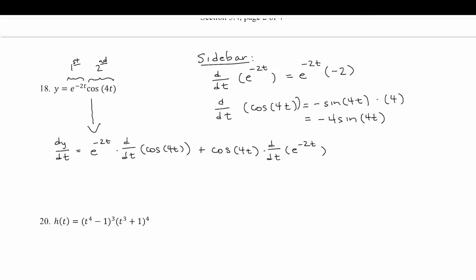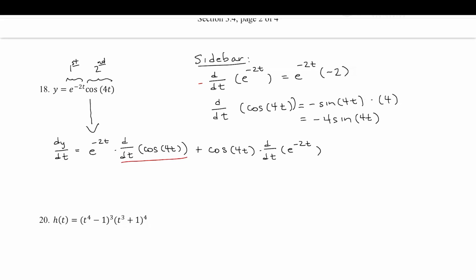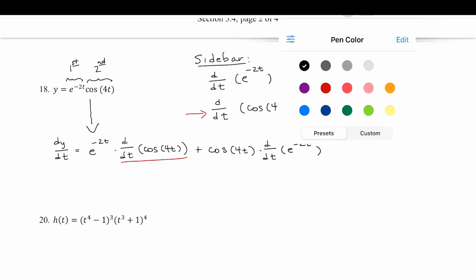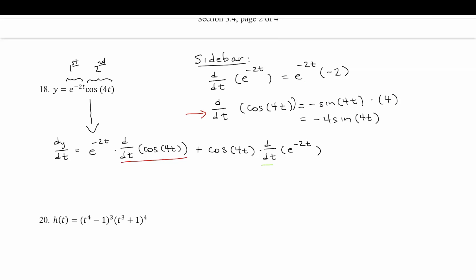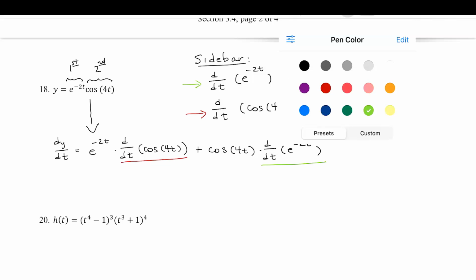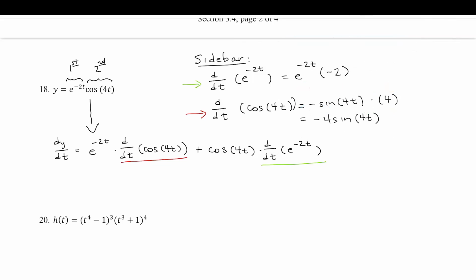And now each of those d dt derivatives that I see there, I have done in the sidebar. So this right here is done over here, and then this derivative is done right there. So I'm just going to make those substitutions.